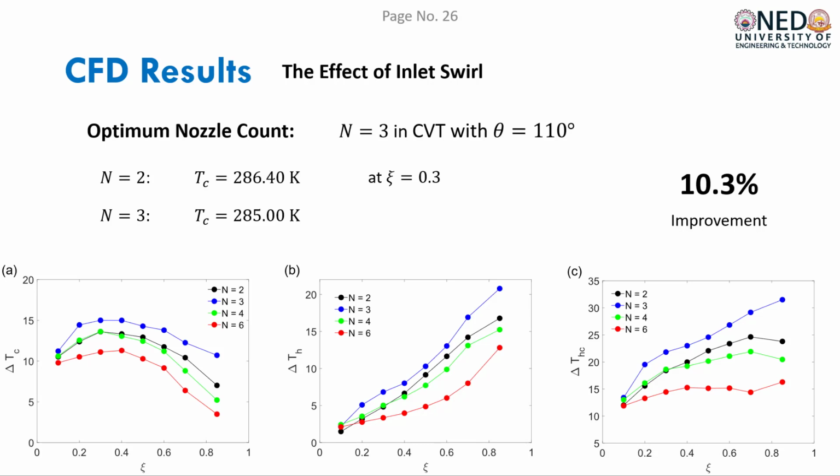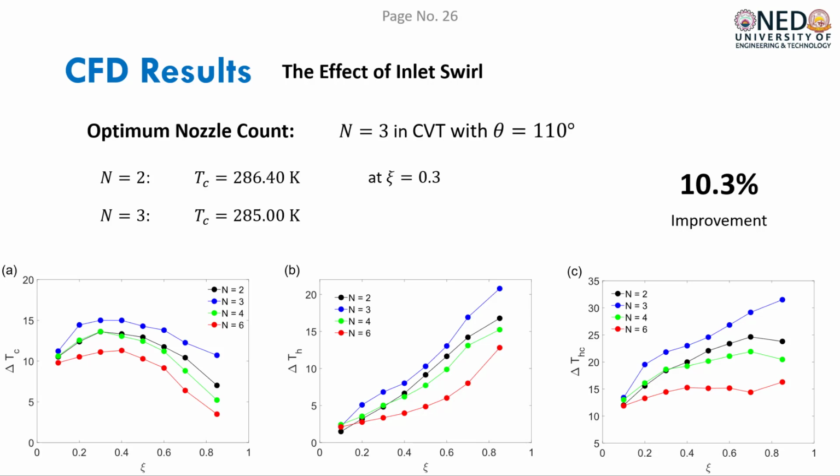The number of inlet nozzles is also an important parameter that should be carefully selected for designing the curved vortex tube. The result shows that maximum cold temperature difference is obtained with 3 inlet nozzles at cold mass fraction of 0.3. The use of 3 inlet nozzles is found to provide an improvement of approximately 10.3% in the value of cold temperature difference over the curved vortex tube with 2 nozzles.